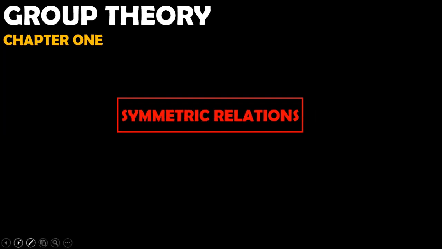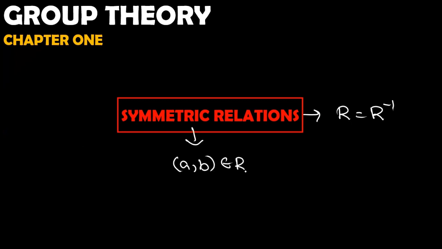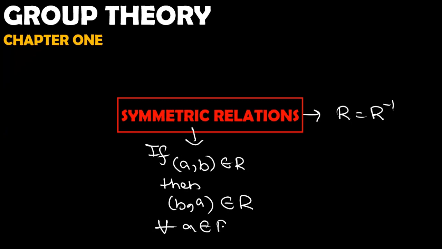Our next topic is symmetric relation. A symmetric relation is a relation in which R is equal to R inverse. It is a relation in which the relation is equal to its inverse. You can also write it as: if (A, B) belongs to the relation, then (B, A) also belongs to the relation, for all (A, B) belonging to the relation.